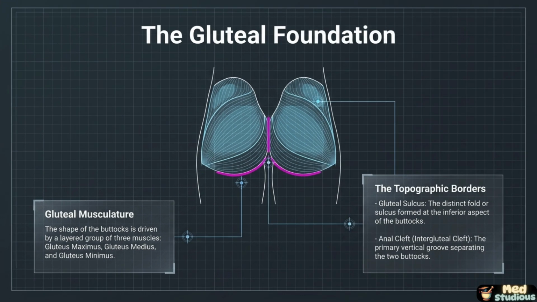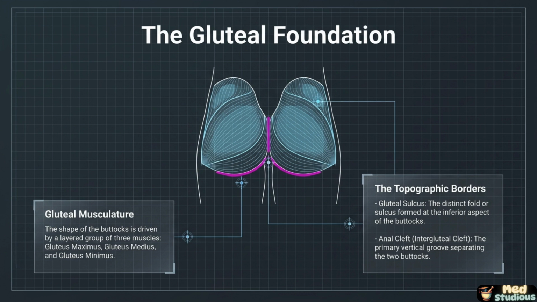The gluteal region forms both the inferior boundary of the dorsal trunk and a region of significant clinical importance for intramuscular injections, nerve anatomy, and surgical access. The shape of the buttocks is created by three layered muscles: the gluteus maximus, the largest and most superficial, responsible for the dominant posterior bulk; the gluteus medius, sitting superolaterally beneath the maximus and contributing to the lateral hip contour; and the gluteus minimus, the deepest and smallest of the three.